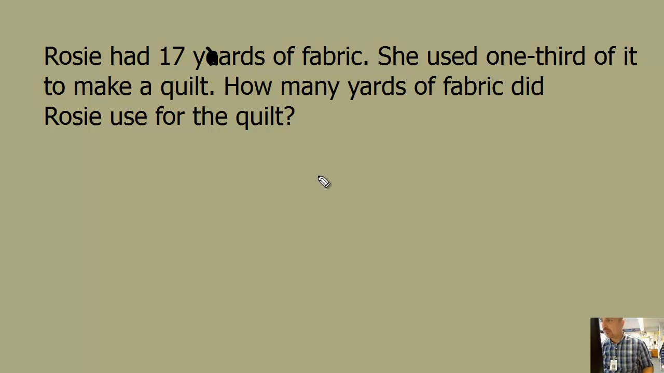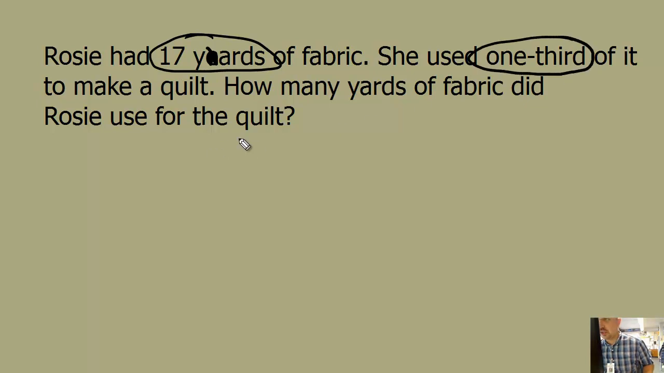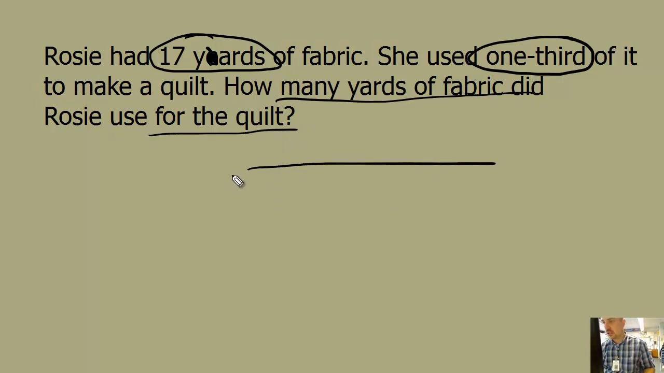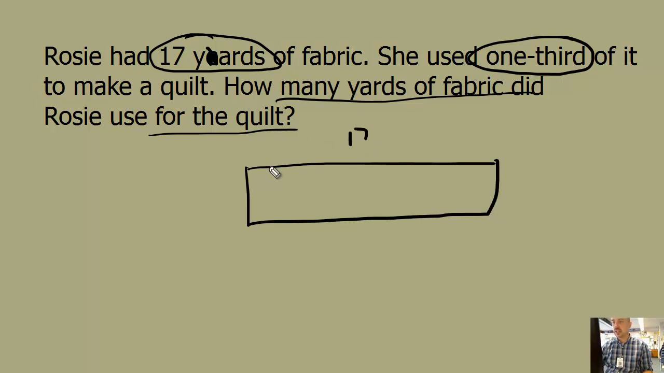Okay. So what do we know? We know we have these 17 yards of fabric. We know 1/3 makes a quilt, and we want to know how many yards we use for one quilt. Okay, so let's draw ourselves something here. This is going to be our tape diagram. We're going to use this to label our whole. And our whole here is 17 yards. It's my 17. And I know I have a fraction here of 1/3.